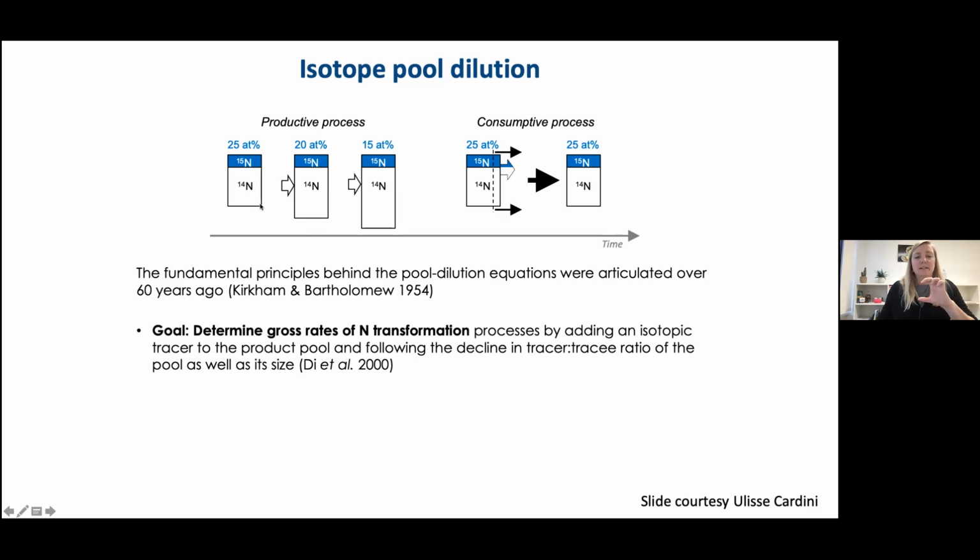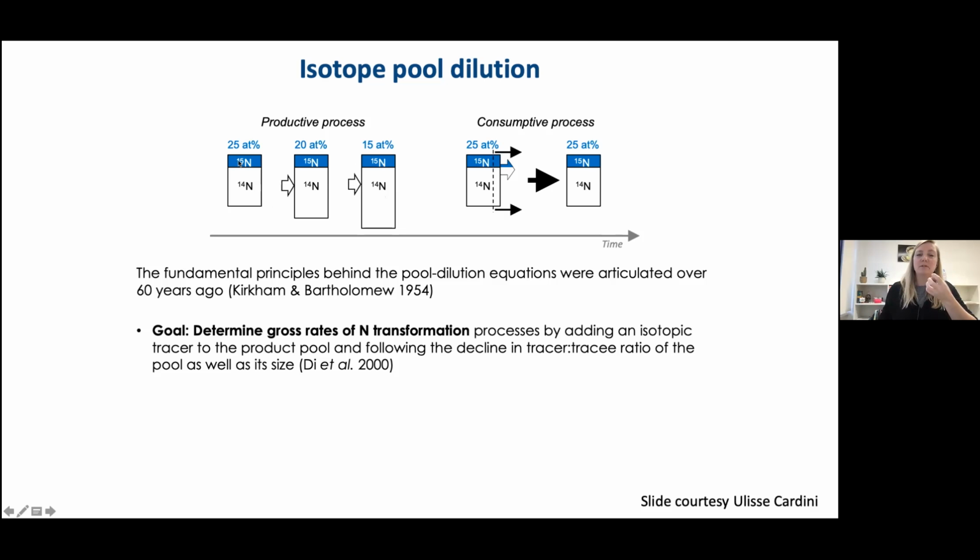And there are many assumptions underlying this method. I won't go into them now, but in general, if you've got a productive process, only one of these will be produced, the 14N, because your natural system has mostly 14N. So if in the bivalve, for example, any kind of ammonium is produced and secreted to the environment, that will be 14 ammonium.